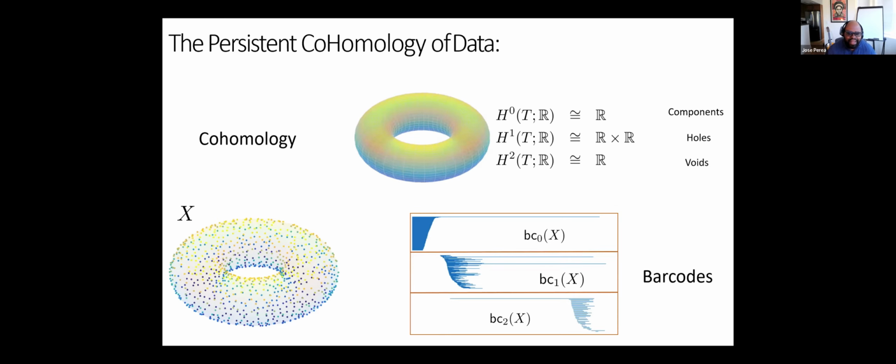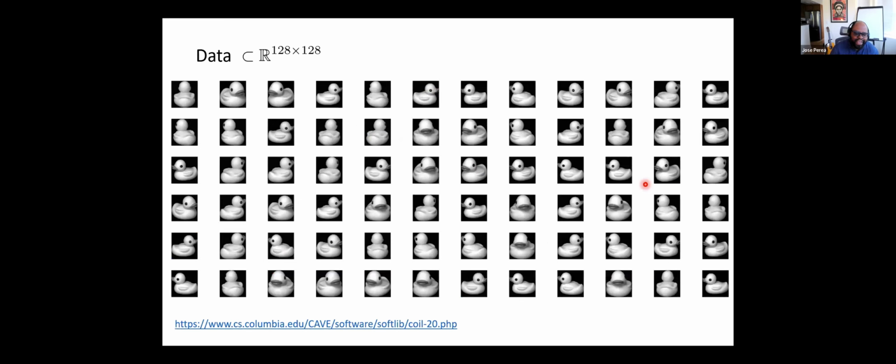Okay, so I'm going to give you a basic example, and then we'll go back to chemistry examples, which are harder. So think of the following data set, just a collection of little duckies, or just one little duck, and you take photos of it in different positions. Okay, so that's the data set. Each image is a 128 by 128 matrix.